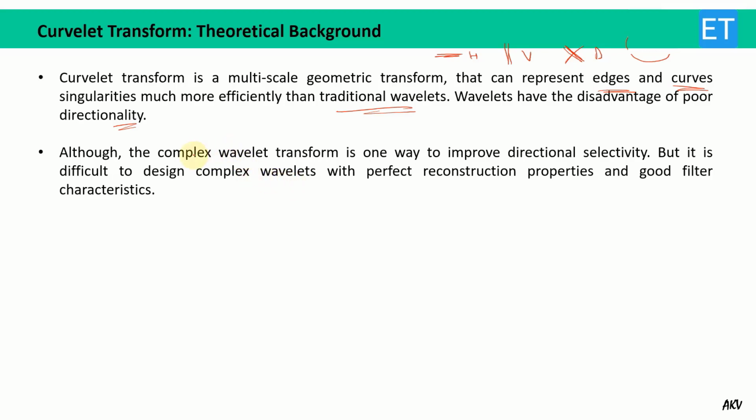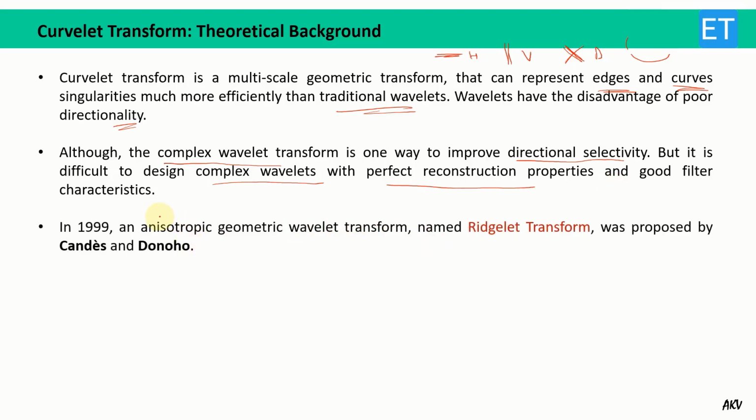Although some improved wavelet transforms were introduced later, such as the complex wavelet transform that has directional selectivity, the problem is that they are complex. It was really difficult to design the complex wavelets with perfect reconstruction properties and good filter characteristics. So there are problems associated with those complex wavelet transforms.